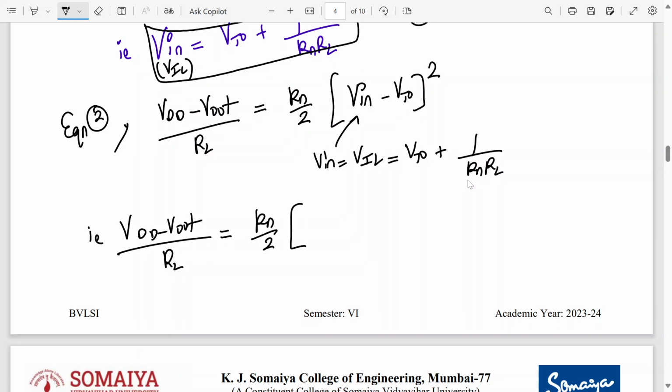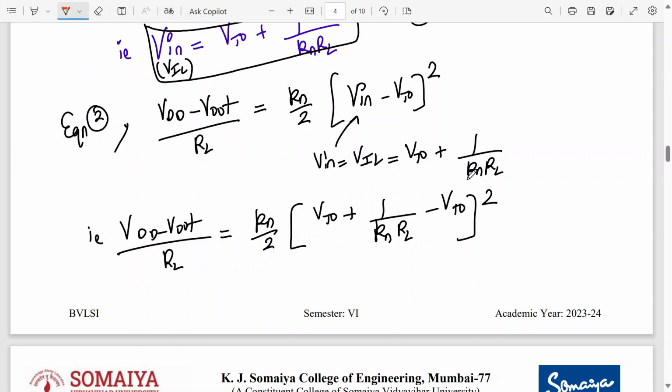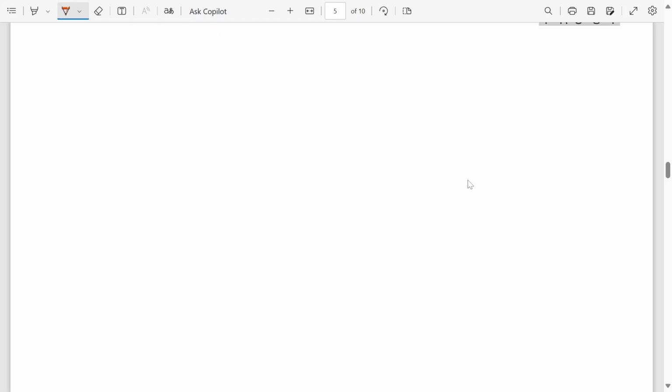Here we substitute the value of V in for VIL. So it is VTO plus 1 upon Kn into RL minus VTO the whole square. So from here we can immediately observe that VTO gets cancelled. Rest all the terms remain intact. Okay, so let us continue further.